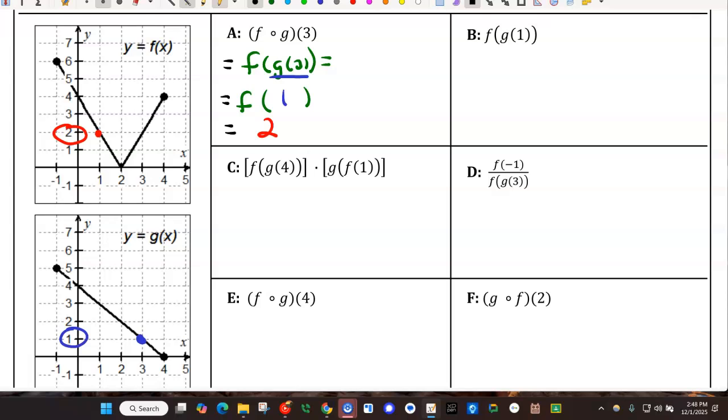And let's try one more over here. Let's go. This one, D. So what is f of negative 1? Sorry, that's a negative. F of negative 1. Here's f. Here's negative 1. So way up here. So we get 6.